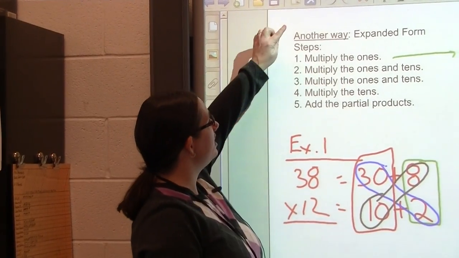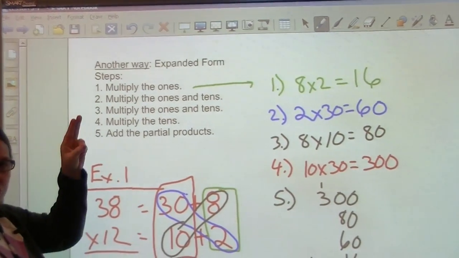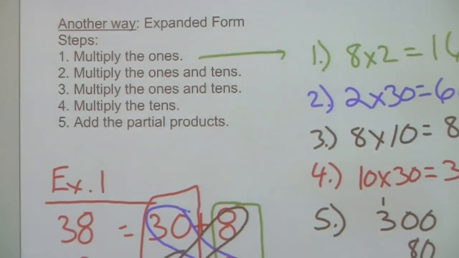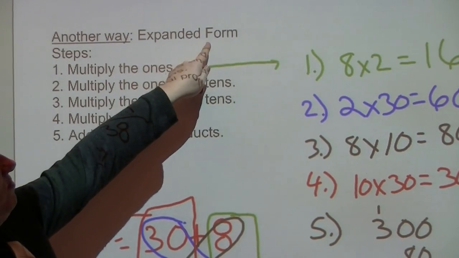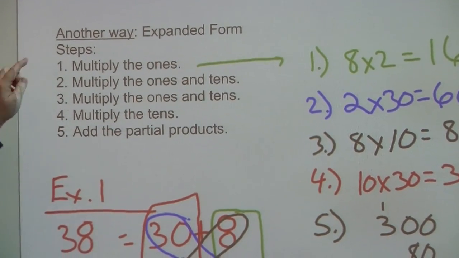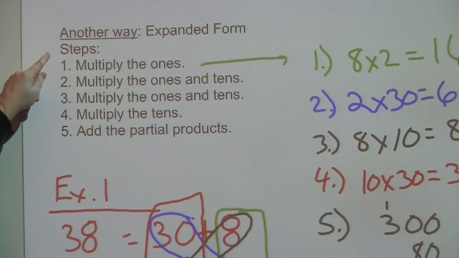Okay, fifth grade, here is another way to do a two-digit by a two-digit multiplication problem. We're going to use expanded form to help us solve it. So here are the steps. Get these copied in your notes.